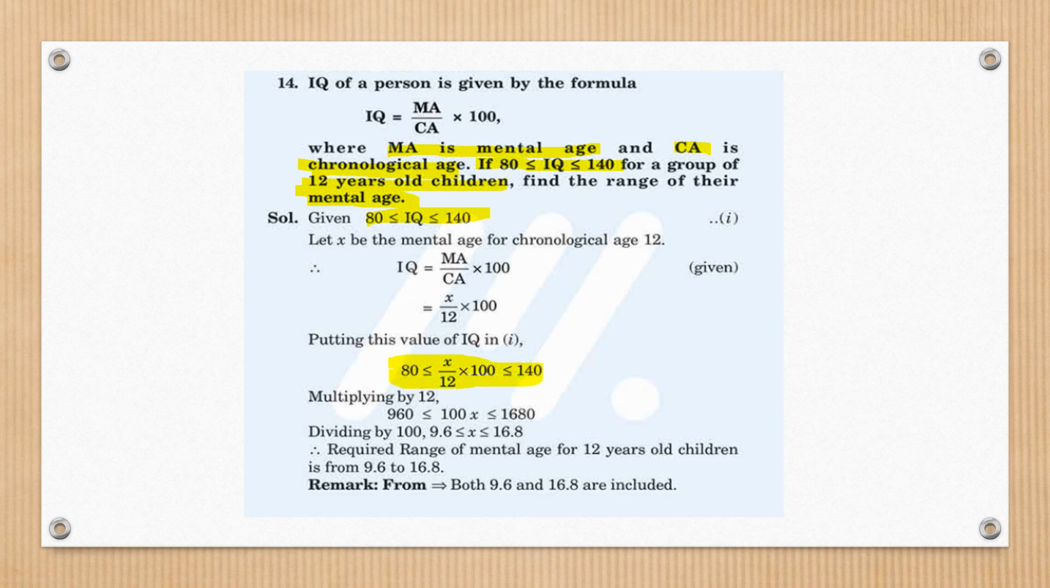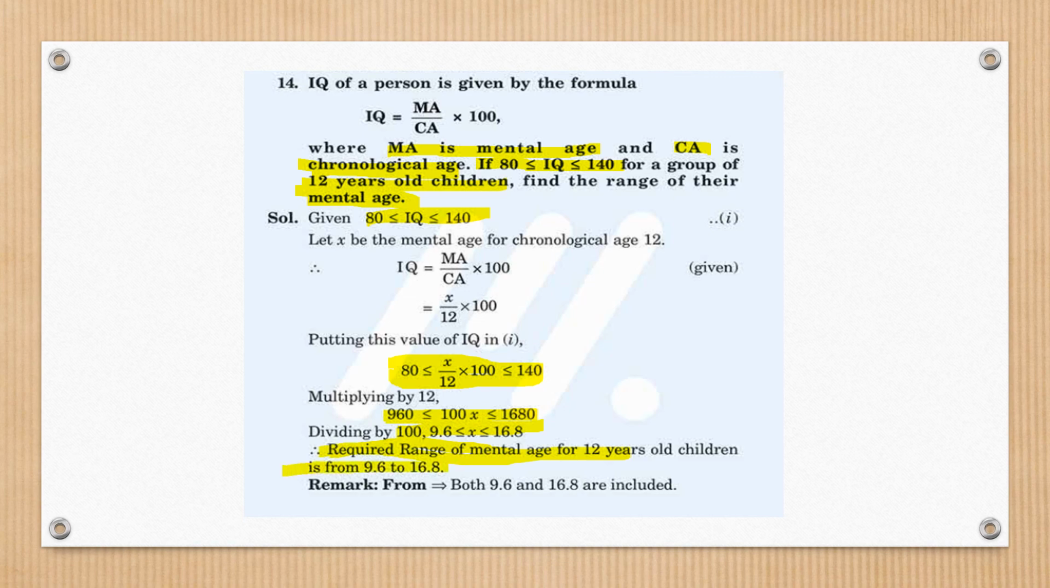Firstly, in the same way, I have to bring x in between. So firstly I'll multiply by 12 to get 960 less than or equal to 100x less than or equal to 1680, and then divide by 100. So I get 9.6 less than or equal to x less than or equal to 16.8. So what is the required range of mental age of 12-year-old children? It is from 9.6 to 16.8.